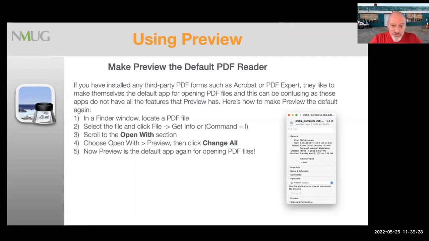So yeah, after you choose the file and Open With, then you'll click Change All. And now Preview is the default app again for opening the PDF files. So one moment, and I'll show you what that looks like. Well, I'll actually show you that window in a moment because it got out of place here. But yeah, basically when you get info on the file, it'll bring up the little dialog box. There's a section called Open With, and then you'll choose Preview from the Open With dialog.